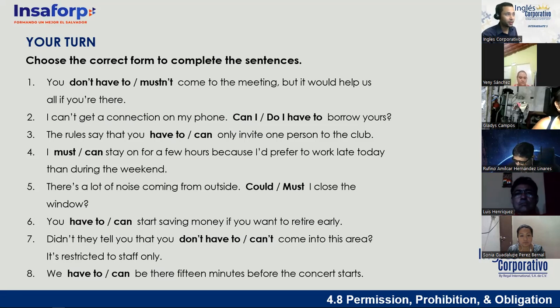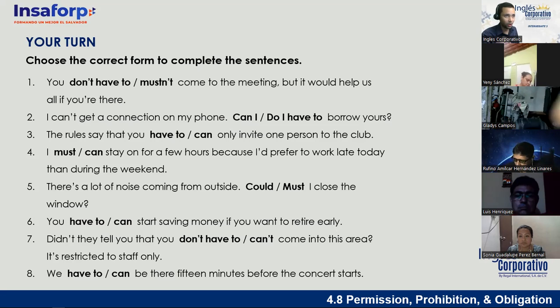Room number one, Francisco Isaac, Olivia Osorio, and Sonia Guadalupe. Room two, Griselda Mendoza, Imelda Sanchez, and Rufino Amilcar. Room three, Luis Enriquez, Natalie Alejandra, Jenny Sanchez. Room four, Gladys Campos, Manuel Aristides, and Michelle Escobar.